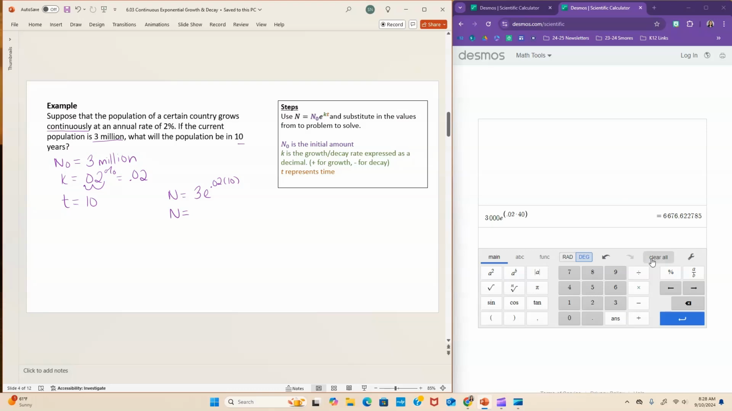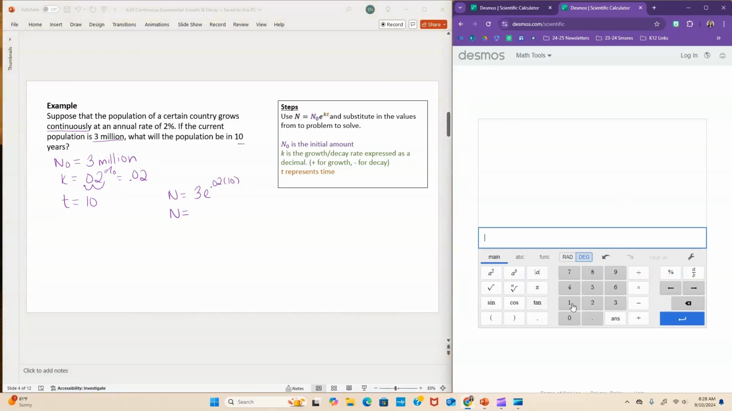Now let's go to the Desmos scientific calculator and use that to figure out what this value is. We do 3, and if you type e, Desmos automatically knows that's Euler's constant. Then you do the exponent button, and we need to put our exponent in parentheses, so we have 0.02 times 10. Make sure you put that 0.02 times 10 in parentheses, because if you do 0.02 and then times 10, it won't put the 10 in the exponent. Go ahead and hit enter, and it tells us that it's 3.66. But remember, our value is in terms of millions. So if we round this, it's going to be 3.7 million people in 10 years.